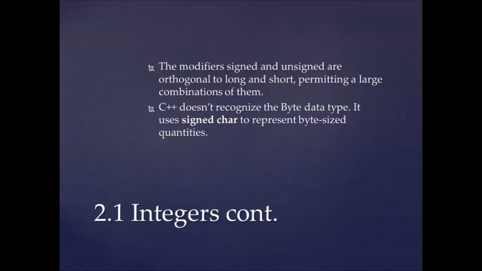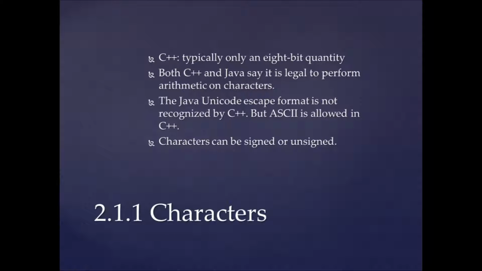The modifiers signed and unsigned are orthogonal to long and short, permitting a large combination of them. C++ does not recognize the byte data type. It uses signed character to represent byte-sized quantities.